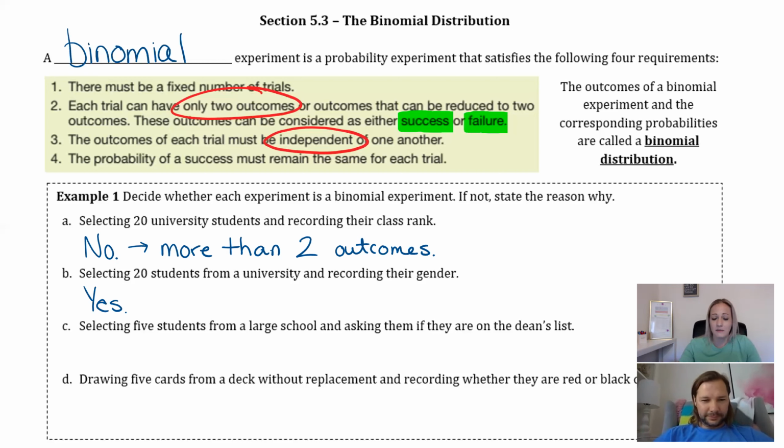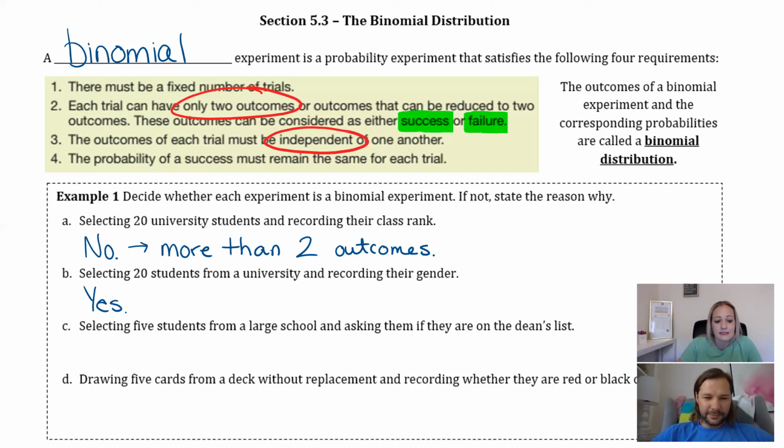The outcomes are independent of one another. So when you record one person's gender, it's not going to affect the gender of what the next person tells you theirs is. So they are independent. So yes, that would be a binomial experiment.